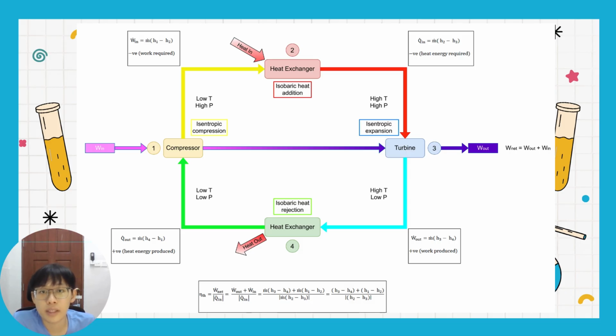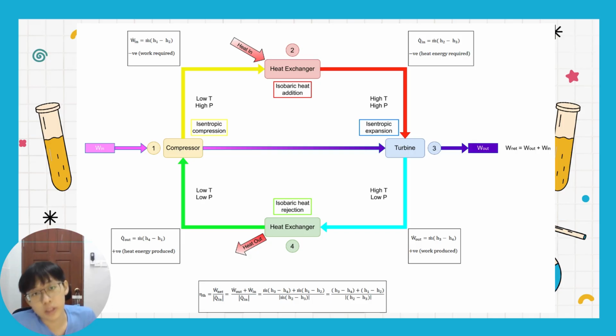And between the steps, we have 1 to 2, the rate of work in equals the rate of mass flow in this cycle times H1 minus H2. Since H1 is smaller than H2, we will get a negative value. And the negative shows that work is required in this cycle.